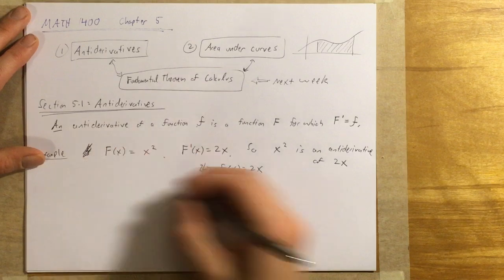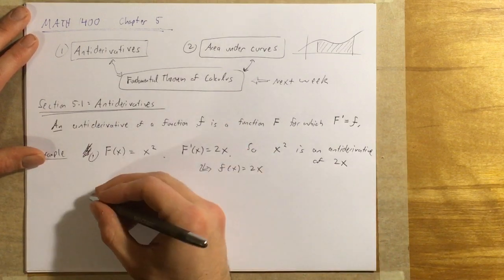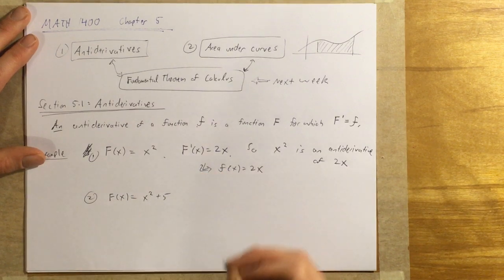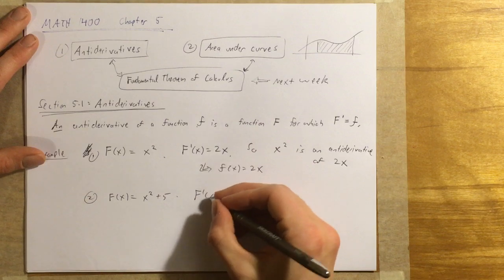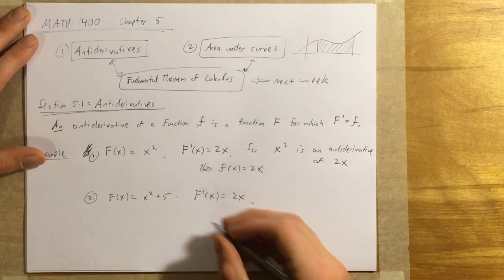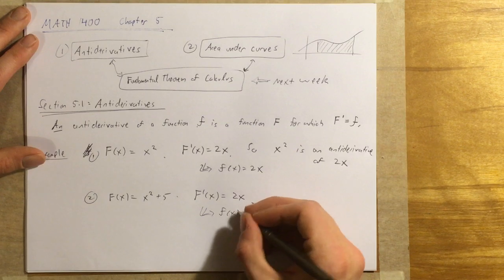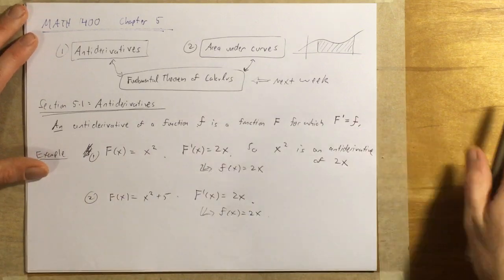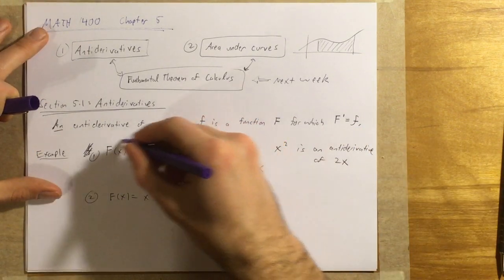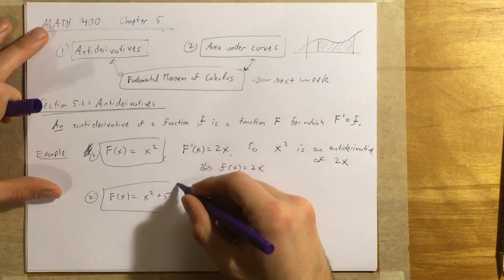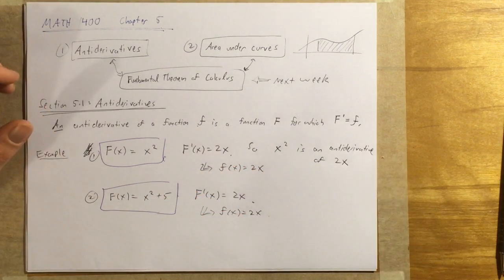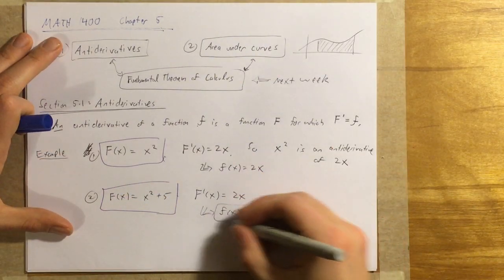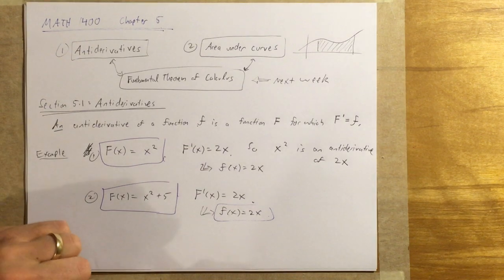Take though the second example. Let's call that number 1. Let's look at number 2 here. Capital F of x equals x squared plus 5. Well, what's the derivative of that? Capital F prime is equal to 2x. So, again, this is an antiderivative for 2x. So what we're seeing here is two different functions. I gave them the same name, but they were meant to be two separate different functions that are both antiderivatives for the same starting function, lowercase f of x equals 2x.